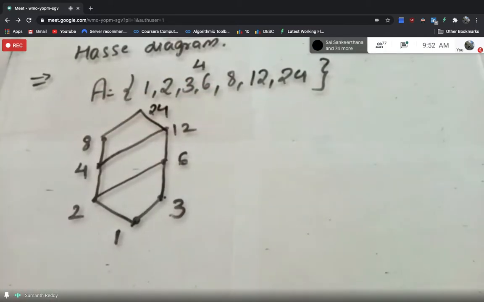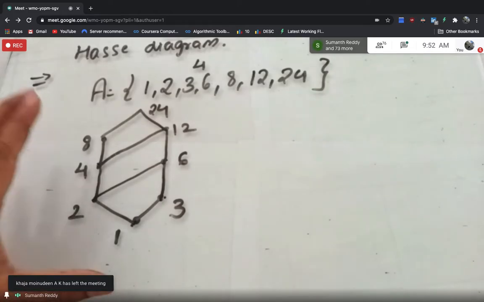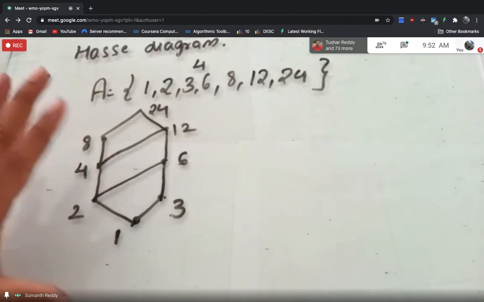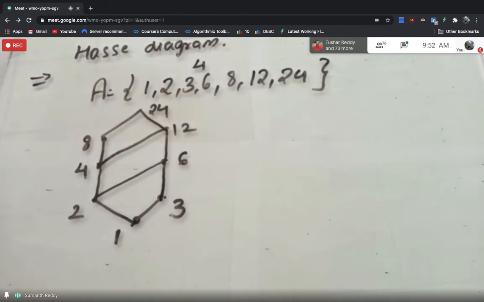See, one more important thing I have to tell you. When you are trying to write the Hasse diagram, some students might get a different shape, but don't think the answer is wrong. Even if you don't get exactly this shape, it is okay. But you have to follow all the three basic rules.